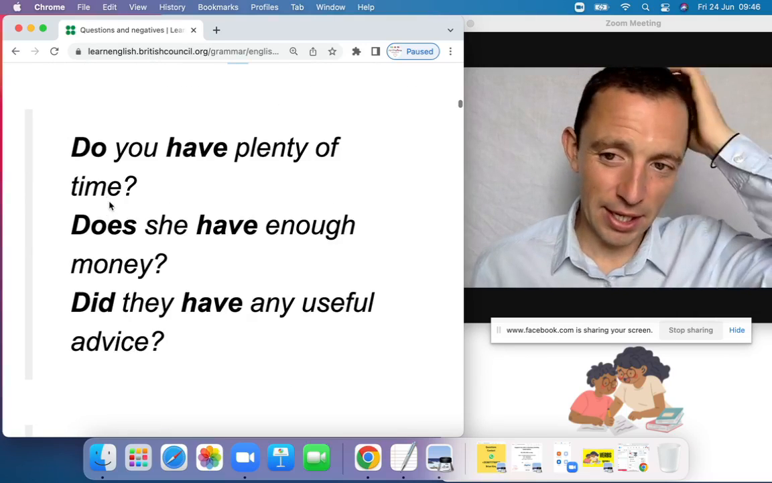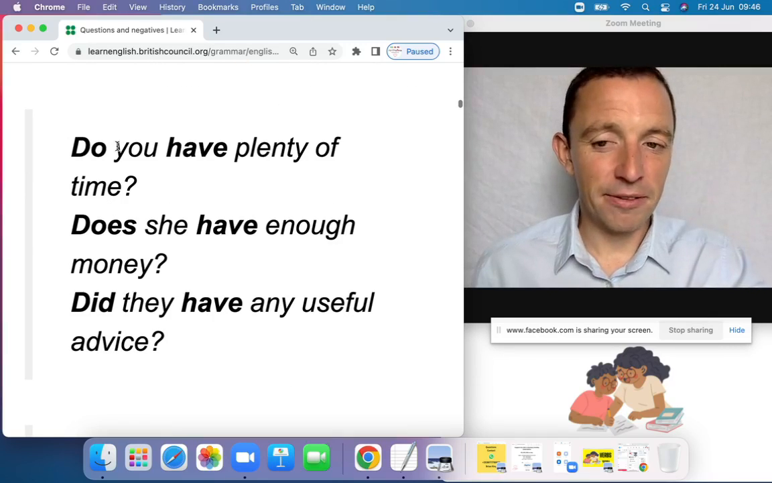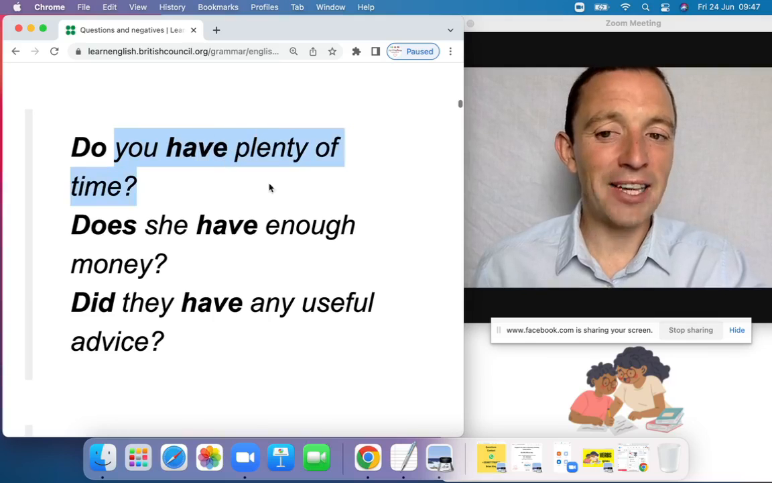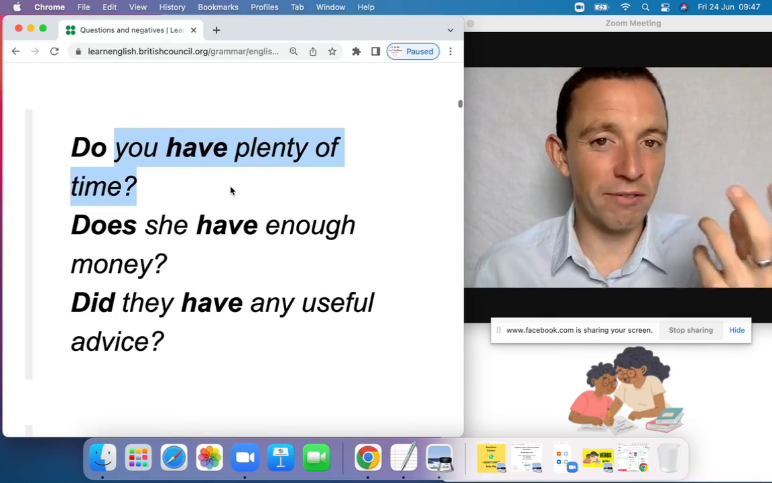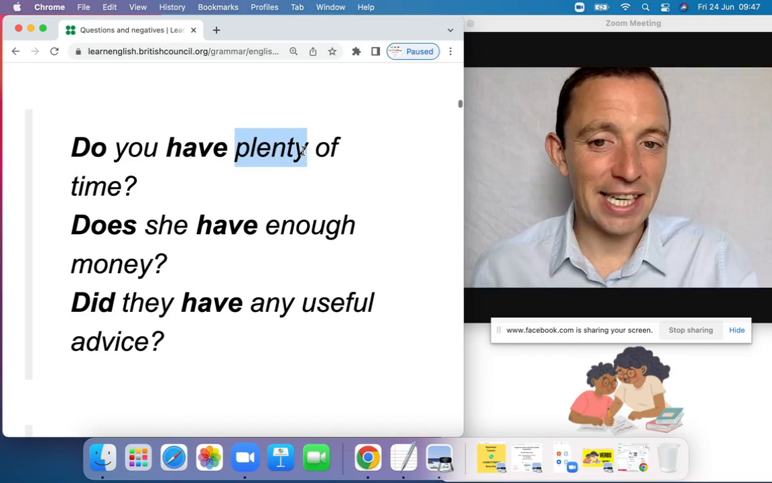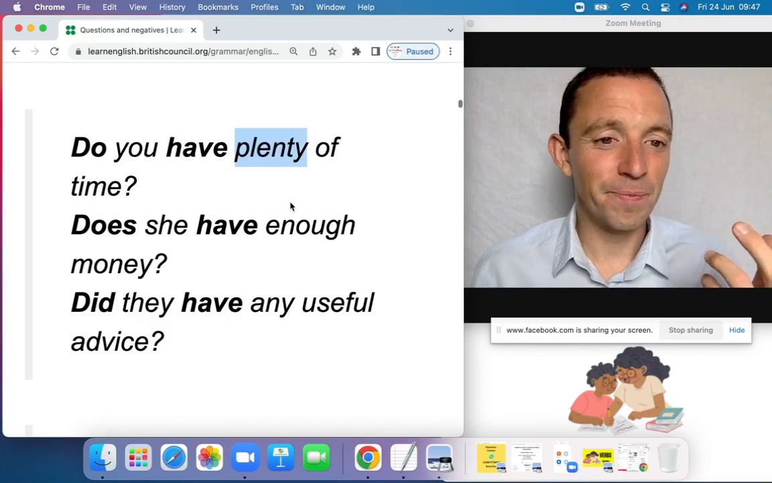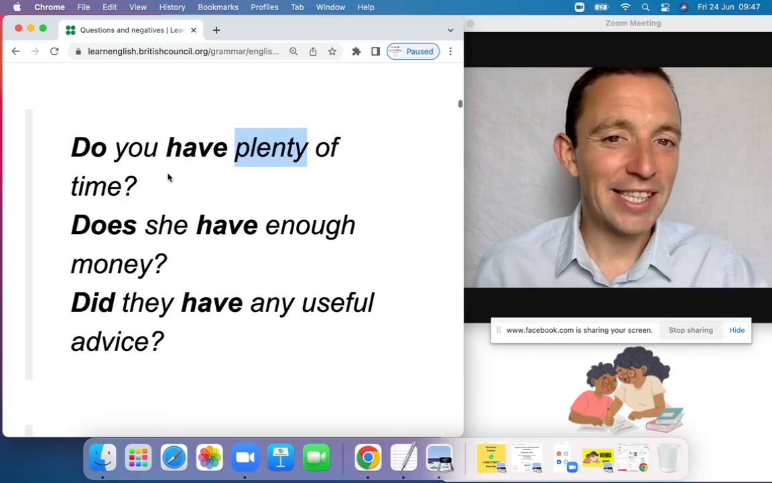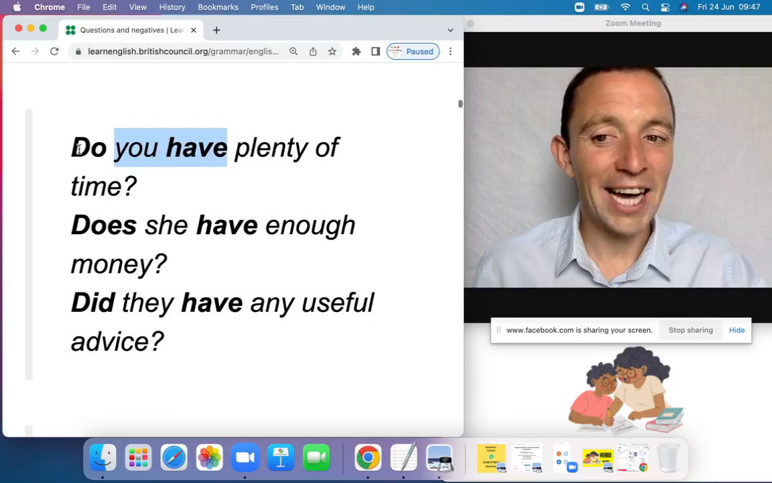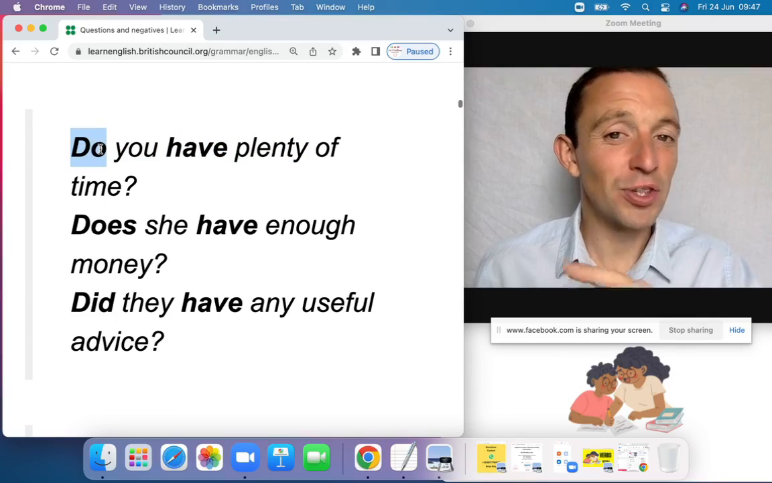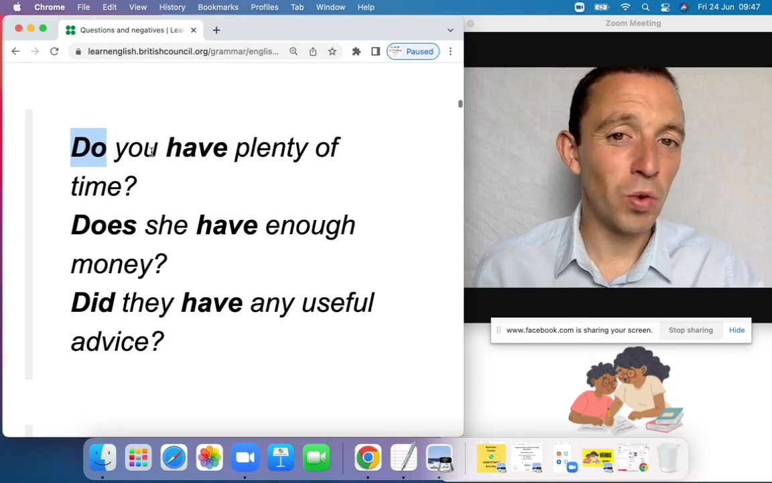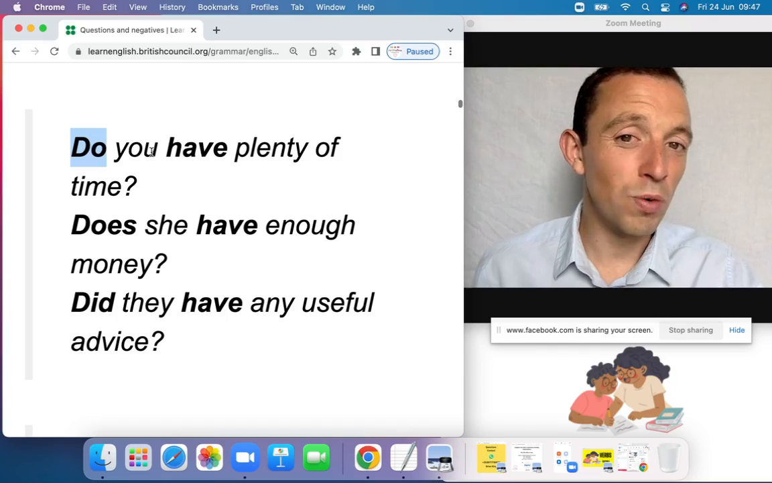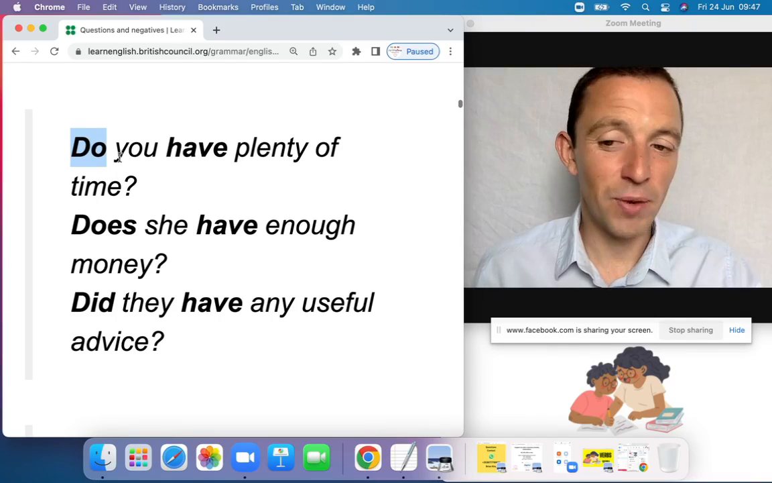For example, affirmative, you have plenty of time. Affirmative, you have a lot of time. You have loads of time. Plenty has the significance lots of. And to create the question, we add do. Similar to the other verbs. You like chocolate. Do you like chocolate? So with the verb have, we use the verb do auxiliary to create the question.